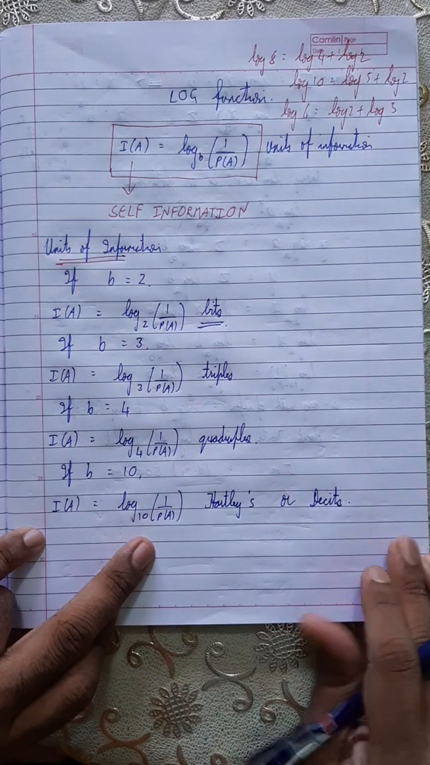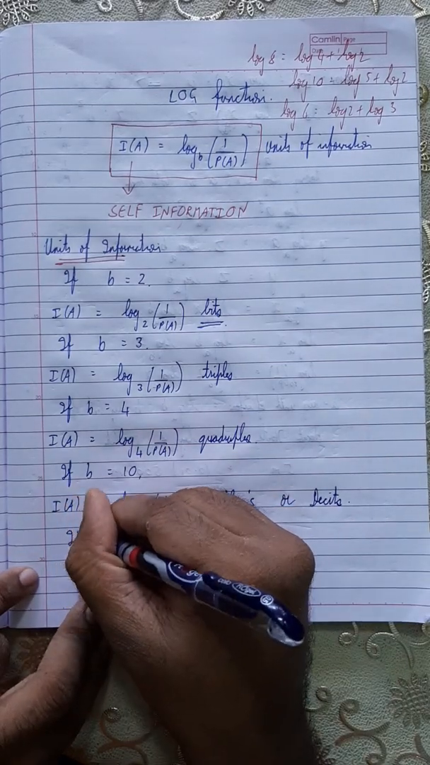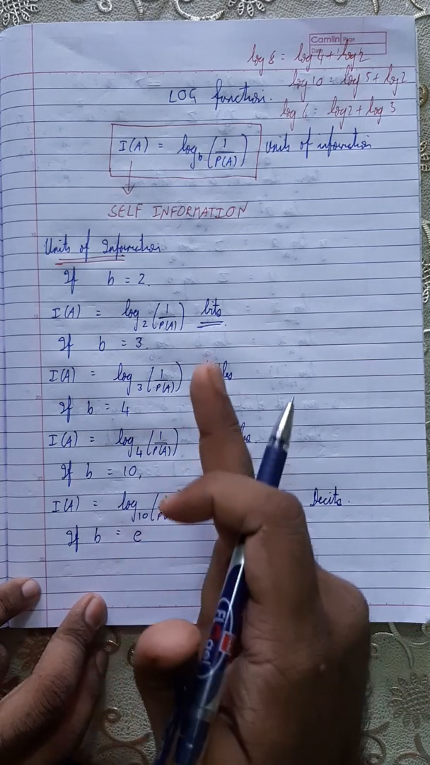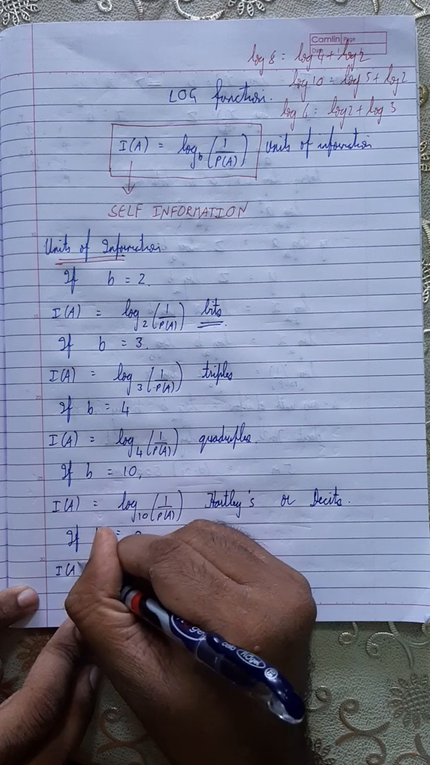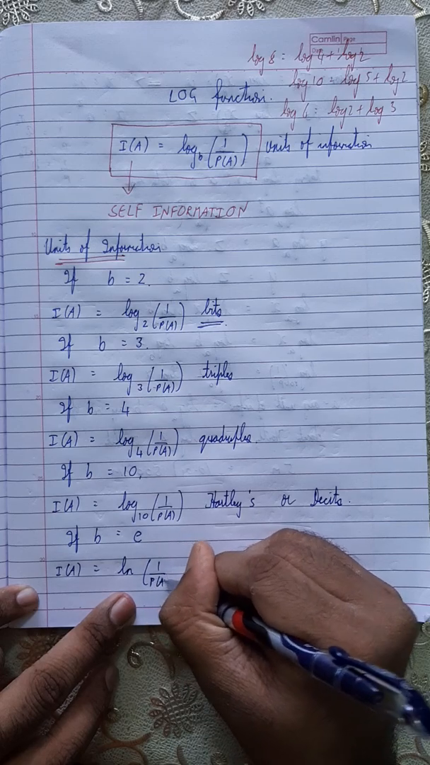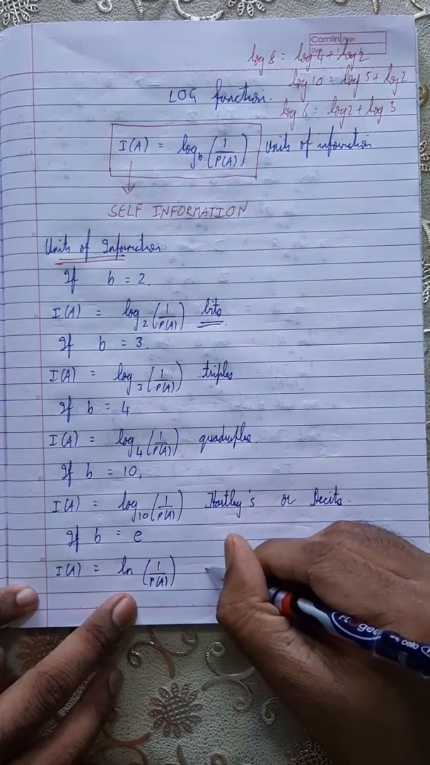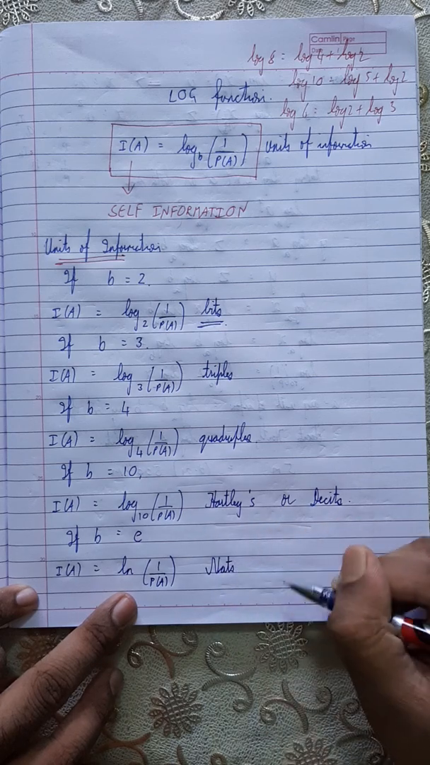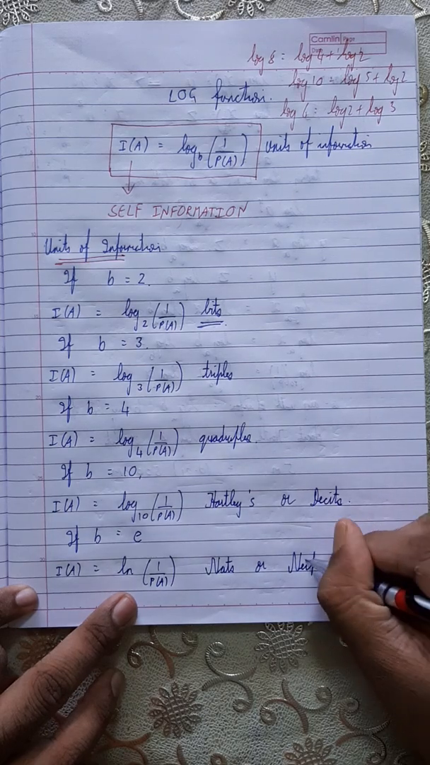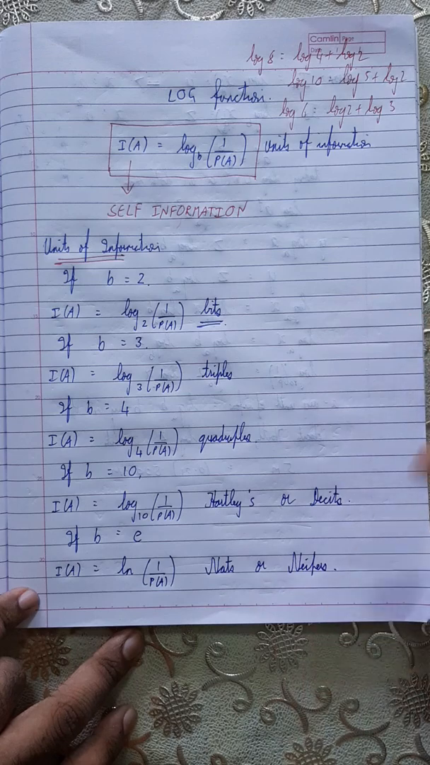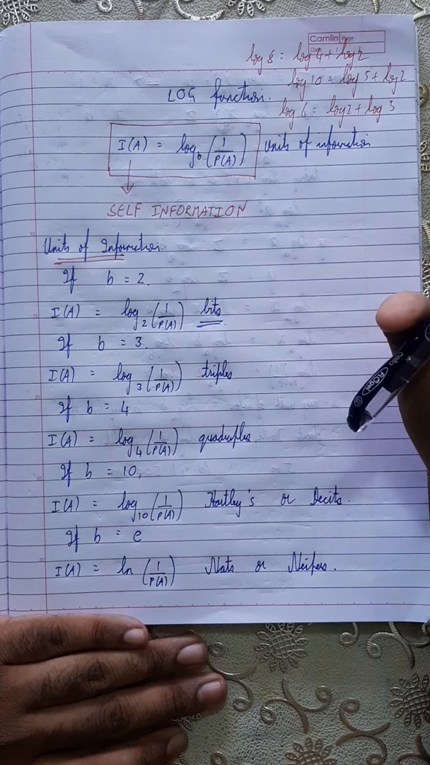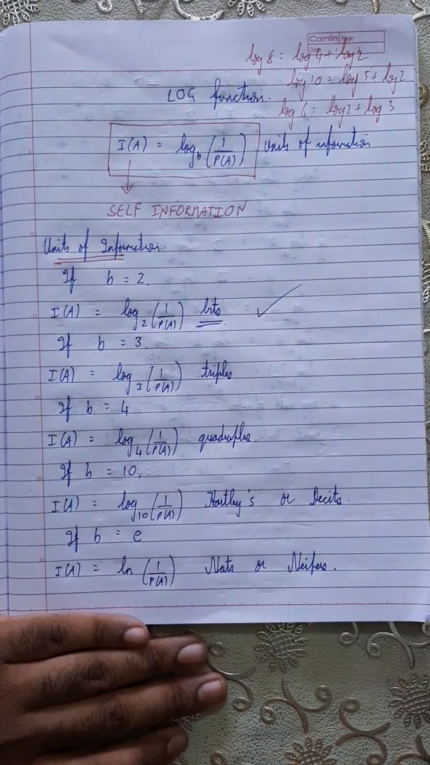And if the base is e, the exponential function e, then this becomes a natural logarithm. So I of a is equal to natural log of 1 by p of a, and the unit is nats, or Napiers. These are the different commonly used units of information. But the most important unit of information is this one, bits.